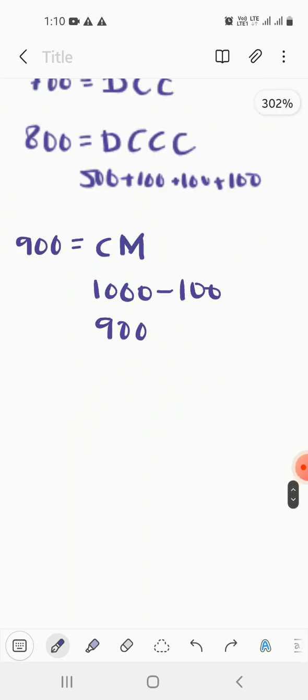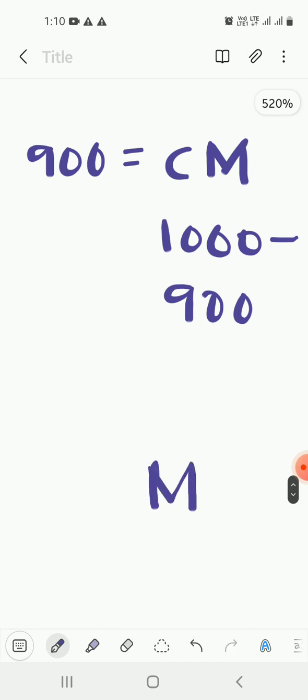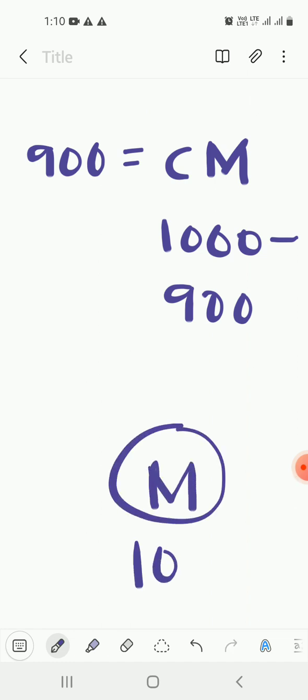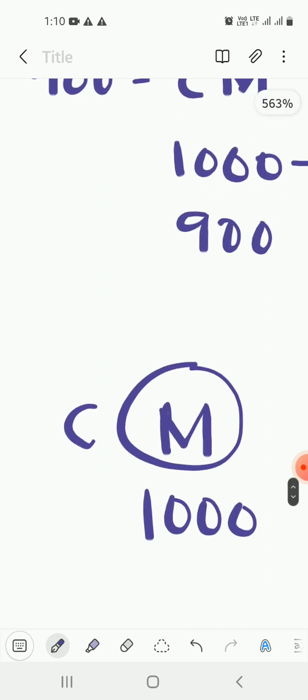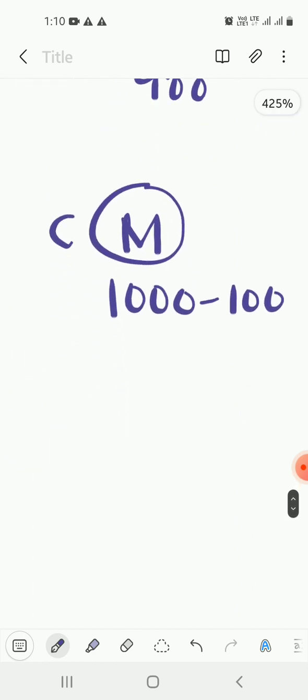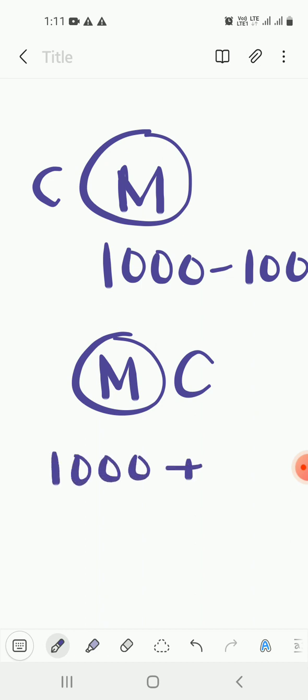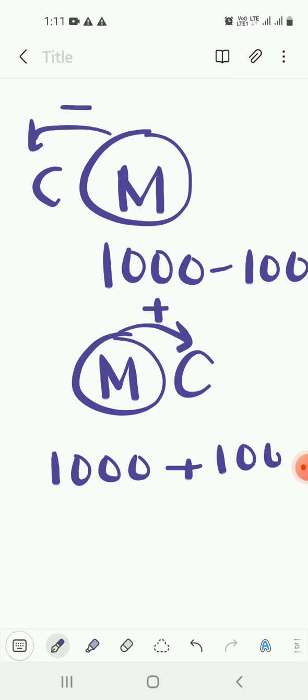Always remember, writing any number, like if you have got M, it is a bigger number, that is 1000. If you're writing any smaller number before it, like CM, it would mean 1000 minus 100. But if we write M, which is a bigger number, and you write C after it, it would mean 1000 plus 100, sorry, and this means minus and this means plus. So this is how you're going to remember.